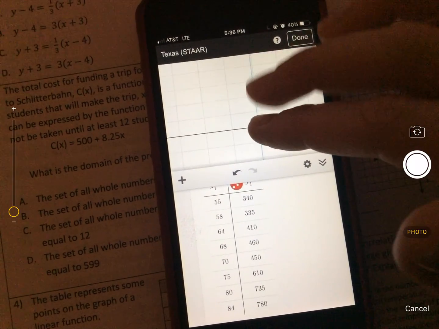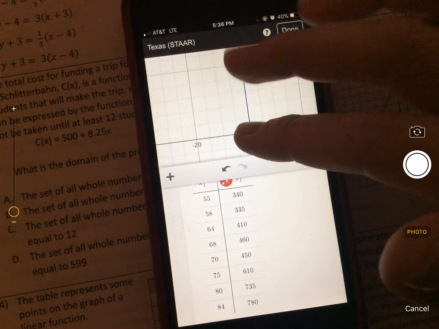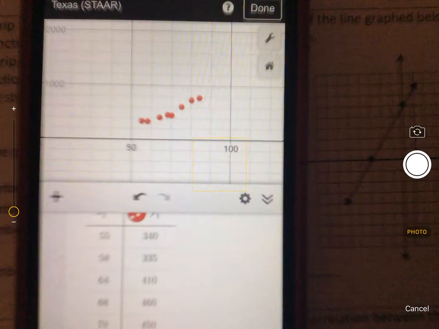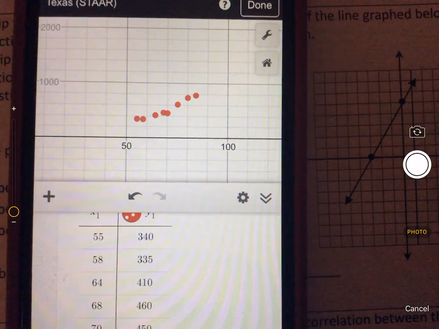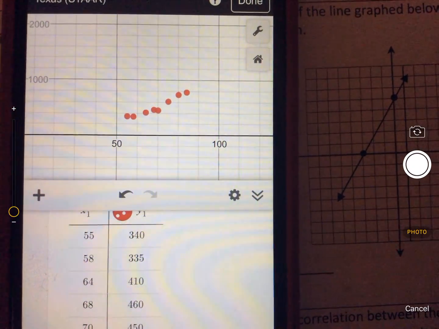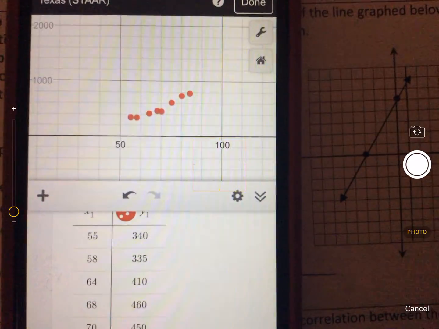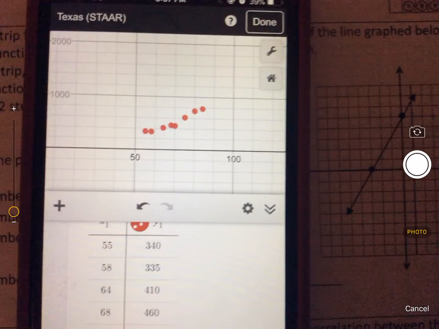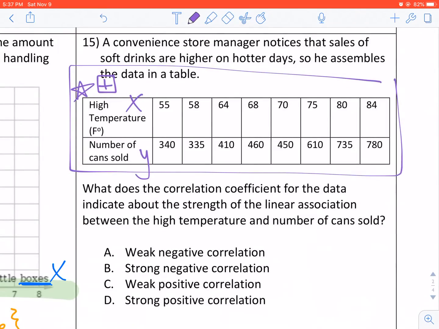So what we're going to do is change our scale. We can zoom down till we find our dots. I need to come this way. There they are. And so we see all of our dots. And to me, I can see that the slope looks like it's going to be positive. And all those dots are pretty close together. So that says strong. But the question is actually asking you about your correlation coefficient.